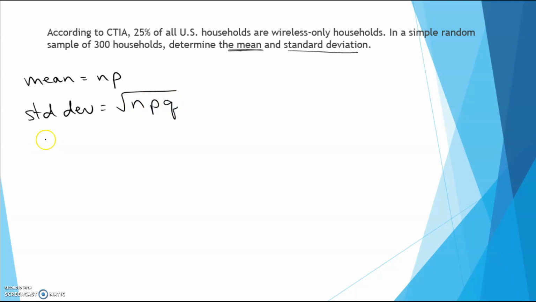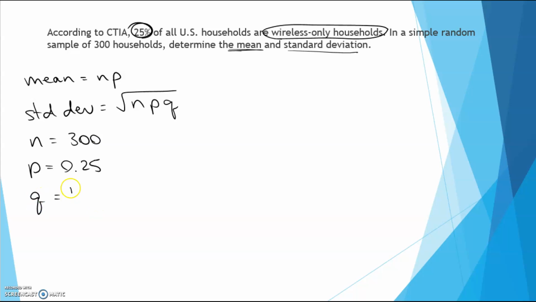Okay, now a success in this situation is getting a wireless-only household. The probability of that happening is 25%. Okay, so p would be 0.25, because remember, p is the probability of success. So probability only goes between 0 and 1, so we need to get it out of the percentage. Okay, we're looking at 300 households. And q is going to be 1 minus p, or 1 minus 0.25, which is the same thing as 0.75.